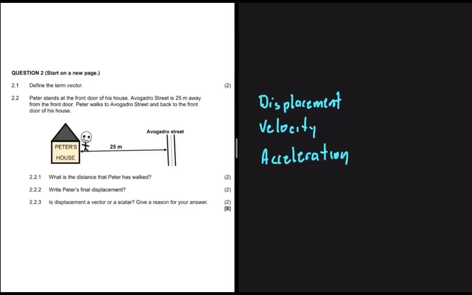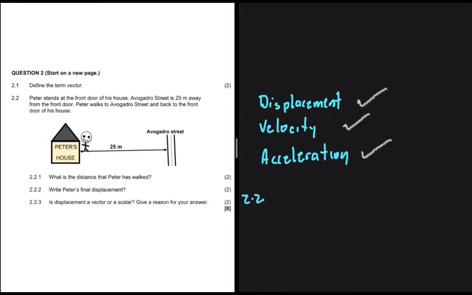A vector is a physical quantity that has both a magnitude and a direction. Good examples of vectors are displacement, velocity, and acceleration. On the other hand, we have a scalar. A scalar is a physical quantity that has only magnitude. Examples of scalars are mass, time, distance, and speed.